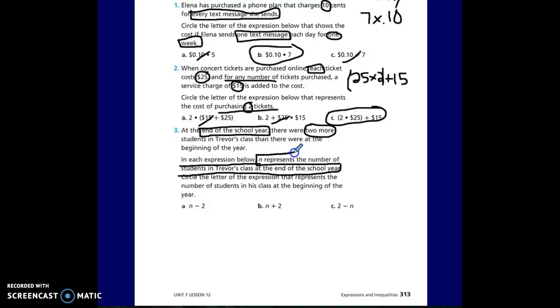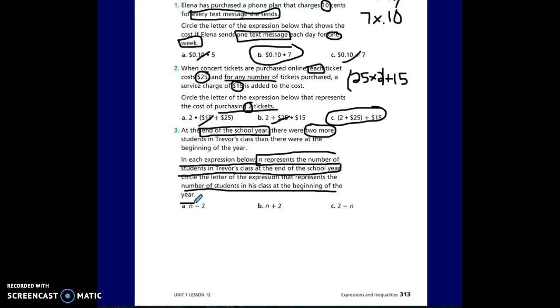Circle the letter below, the letter of the expression that represents the number of students in his class at the beginning of the school year. Okay, so go ahead and read through that, pause the video, and see if you can figure out which expression you think it would be.